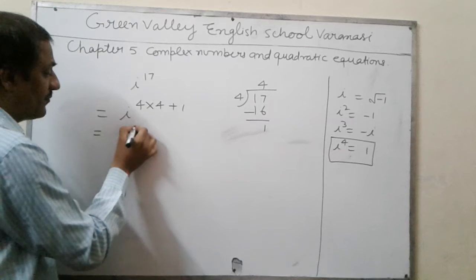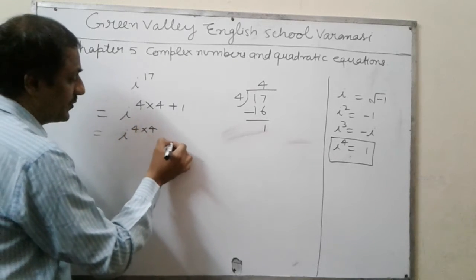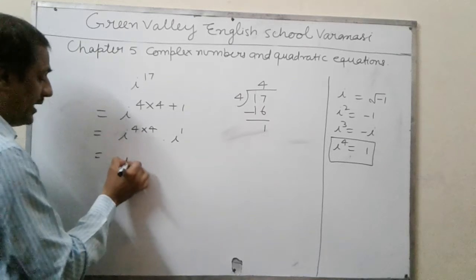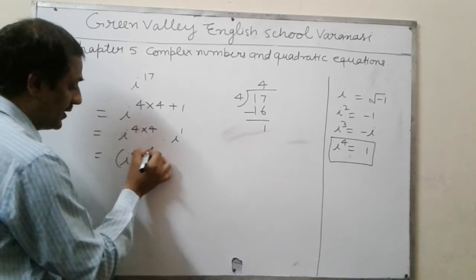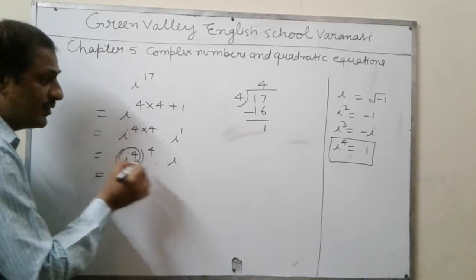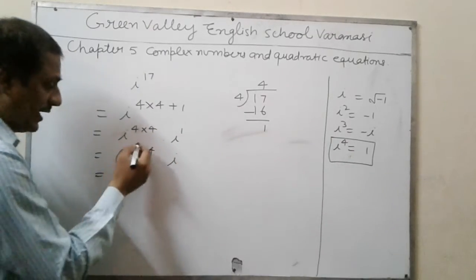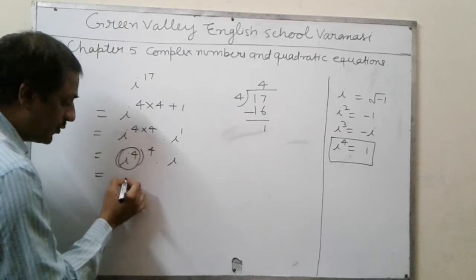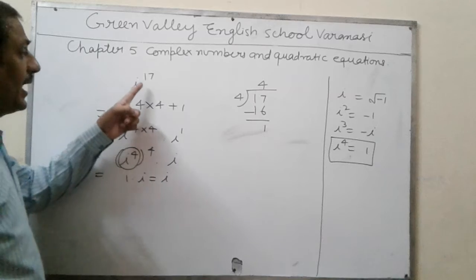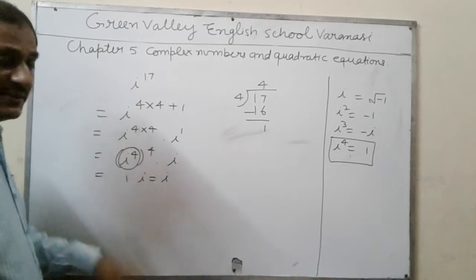Here i power 4 to the power 4 into i power 1. We can write i power 4 to the power 4 into i. We know that the value of i power 4 is 1, and 1 power 4 is equal to 1. 1 into i is equal to i. This is the value of i power 17. The value of i power 17 is i.